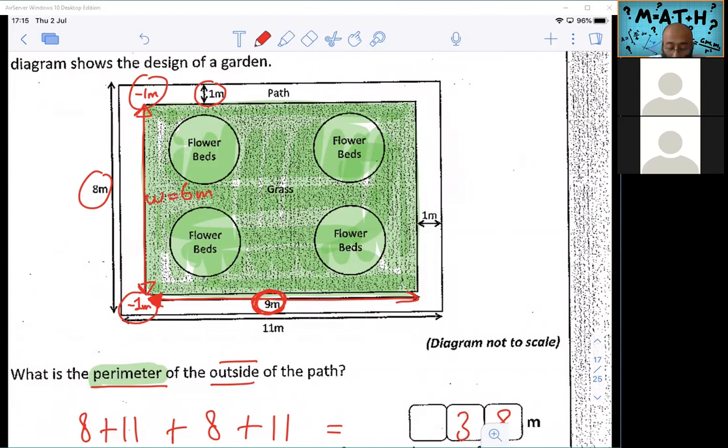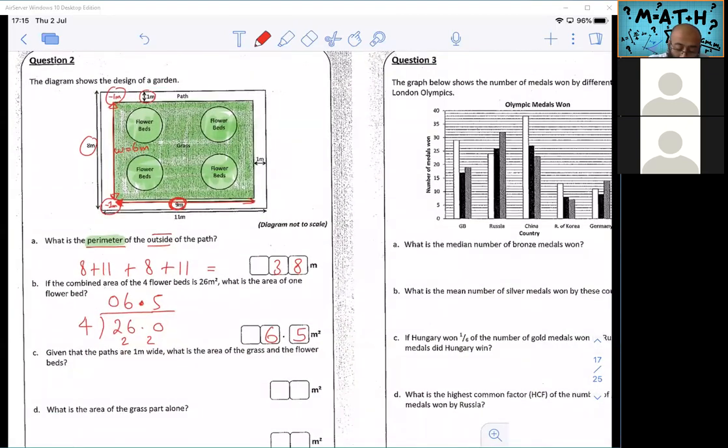6 meters. So now, it says, given that the paths are 1 meter wide, what is the area of the grass and the flower beds? So how do you work out the area of the green part now? What's the formula? You have to do length times by width. So what's the length? The length is 9 meters. And the width is? 6 meters. And then the answer is? 54 meters squared. Okay, lovely. Next question.